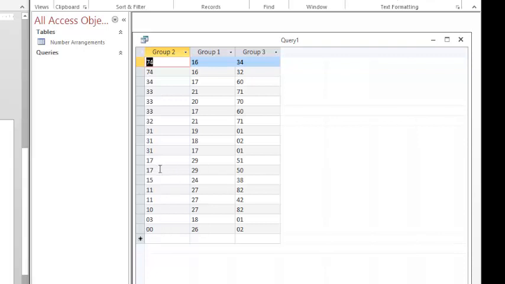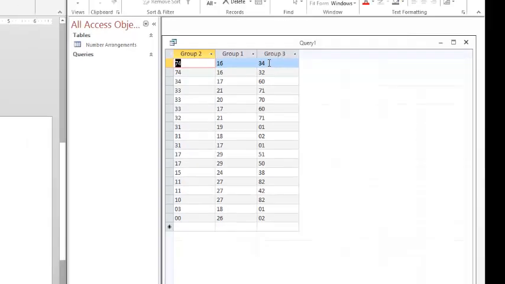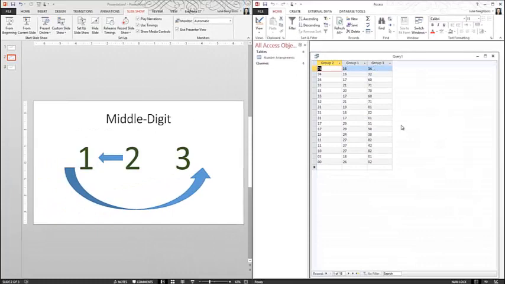Now I can look at my 17s. I have two 17s, then I have two 29s, and then my last group it's 50 and then 51. If we look at group 31, we have 17, 18, and then 19. And then here for group 33, we have 17, 20, and then 21. And finally, in group 74, we have two 16s, but then we have 32 and then 34. Okay, so that's how you do middle digit.